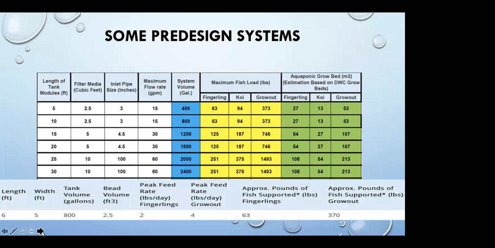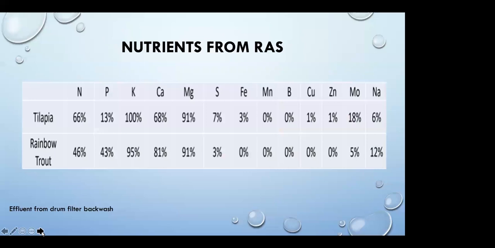Some pre-designed systems always tell you what kind of pipe size and design criteria. Just make sure it's suitable for your needs. A lot of these turnkey or pre-designed cookie-cutter systems are not always suitable for certain species or your application.